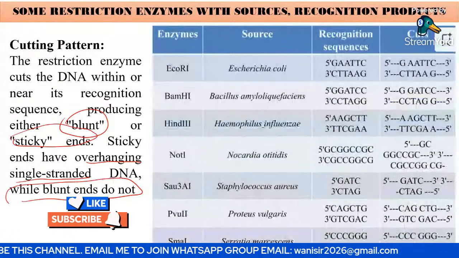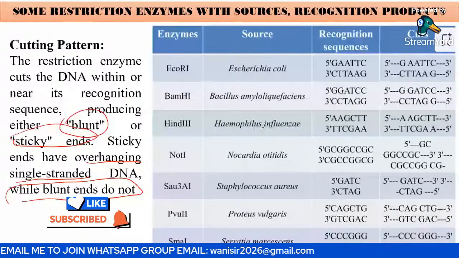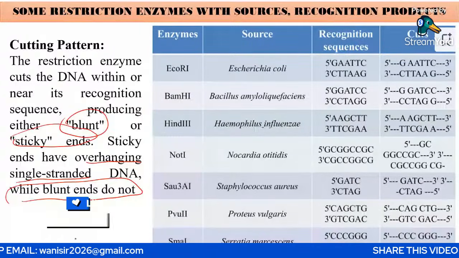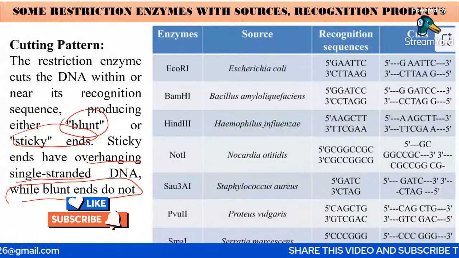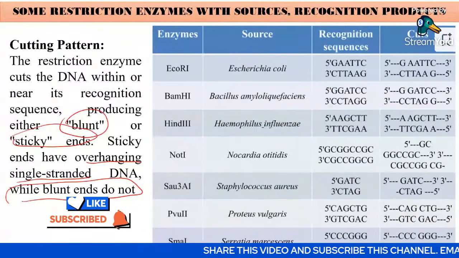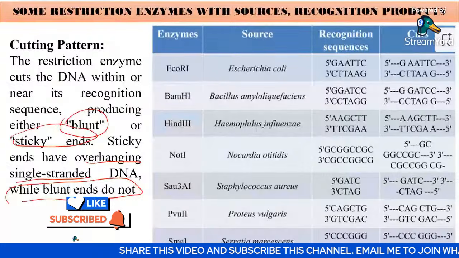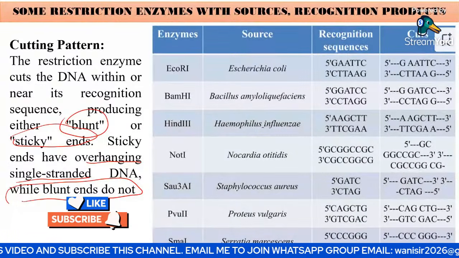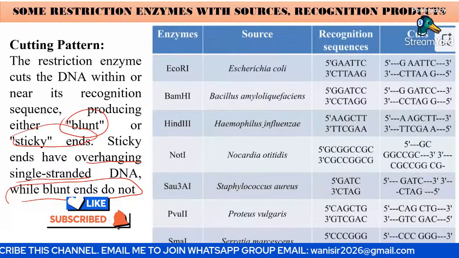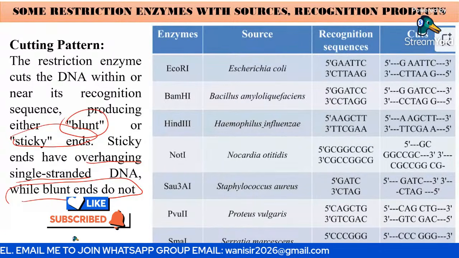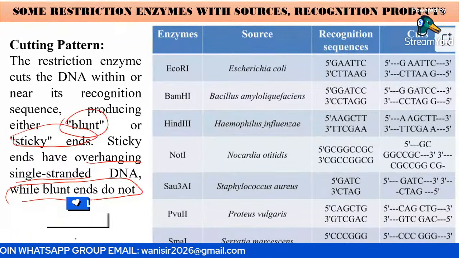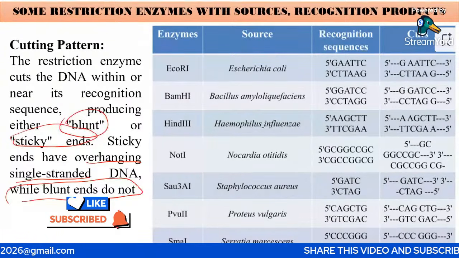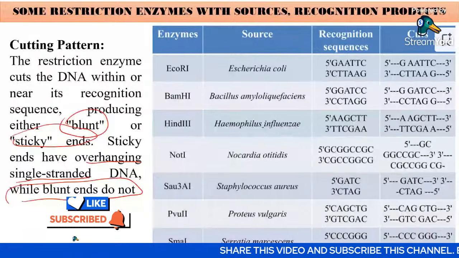So EcoR1 is from E. coli, BamH1 is from Bacillus amyloliquefaciens, HindIII is from Haemophilus influenzae, NotI is from Nocardia otitidis, and in the same way, Sau3A is from Staphylococcus aureus, PvuII is from Proteus vulgaris, and SmaI is from Serratia marcescens.